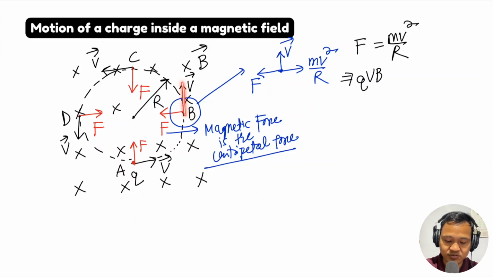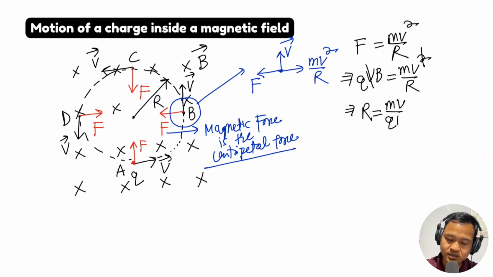Here the velocity v is inward, so it is perpendicular to B. So sin 90 is 1. So mv square by r equals QvB. So v gets cancelled out. So r is equal to mv by QB. So this is the radius of the circular path.